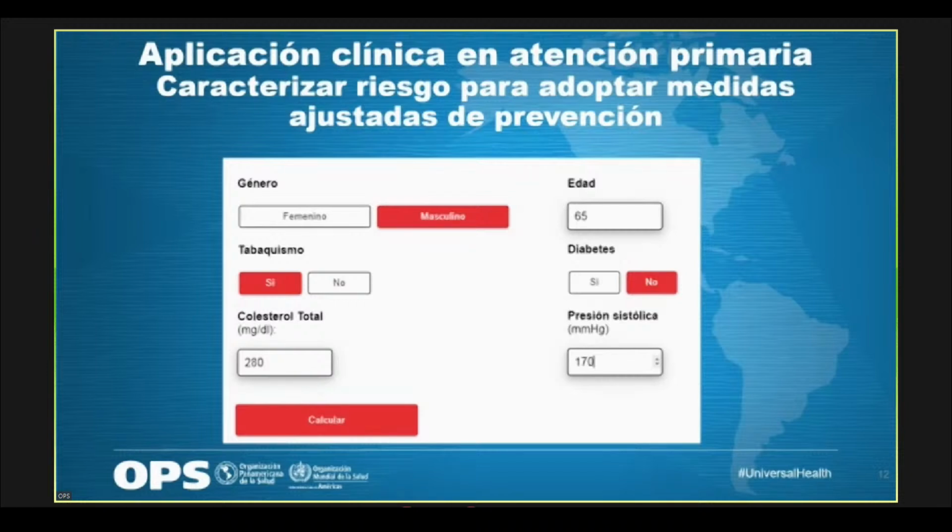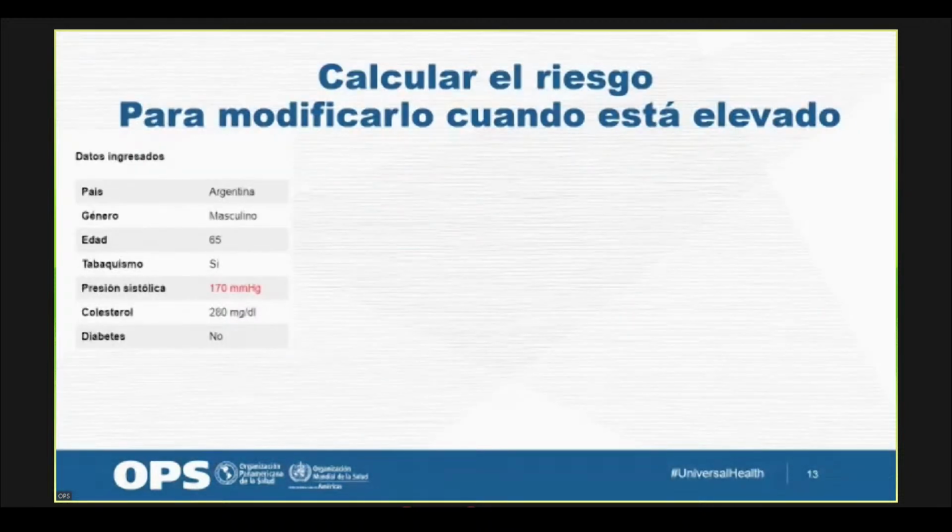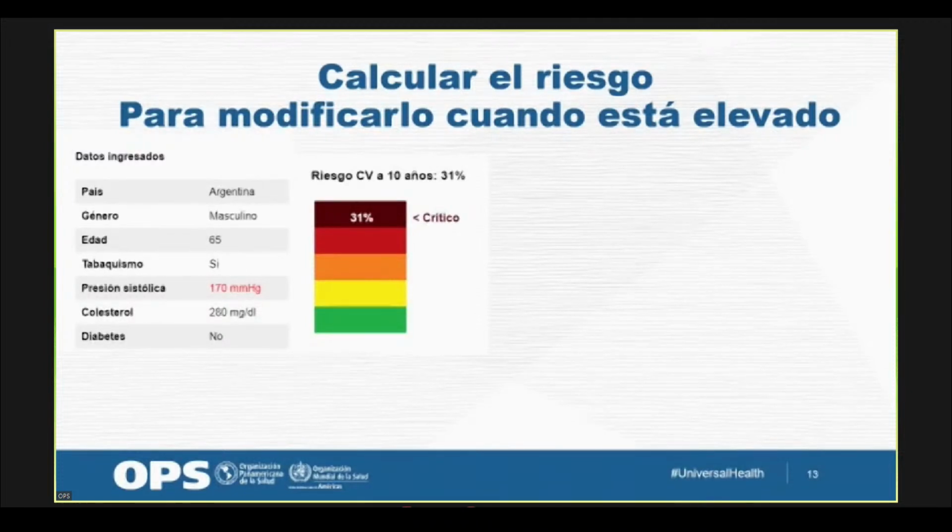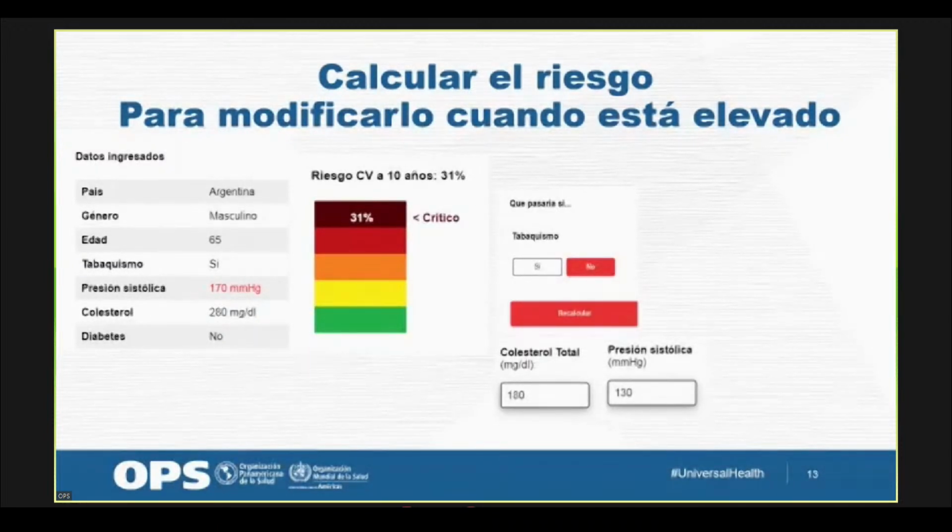This is a male patient. He's a smoker. He is non-diabetic. He has 280 milligrams per deciliter cholesterol and systolic pressure 170. So we calculate the risk. And then already the table says he has high blood pressure, and in 10 years he has a CV risk of 31%, which is a critical level. The calculator proposes an alternative.